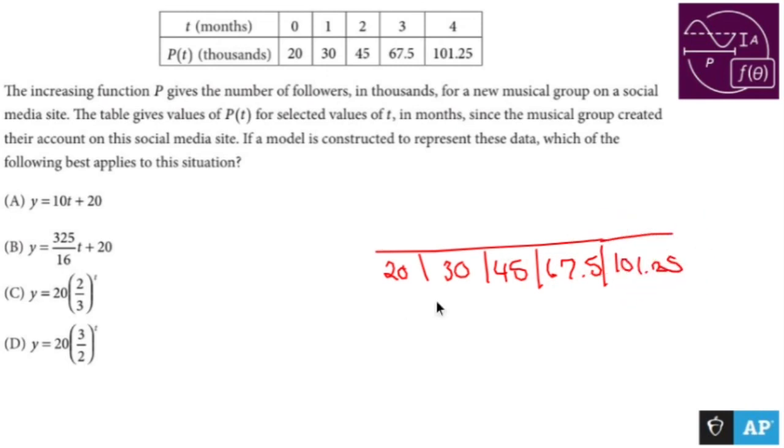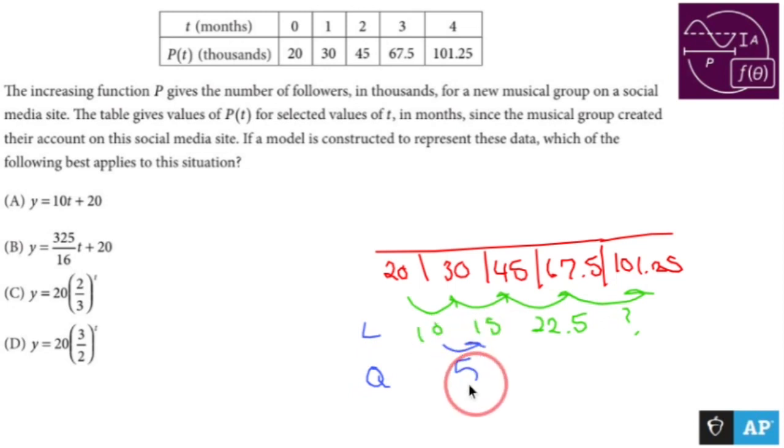Let's see what it takes to get from one number to the next. Add 10, add 15, so we can see already that it's not linear. Add 22.5, add, I don't know. Now let's see what the next pattern is. Okay, so it's not linear. Let's see if it's quadratic. Add 5, add 7.5, add definitely not 7.5 again, so it's neither linear nor quadratic.